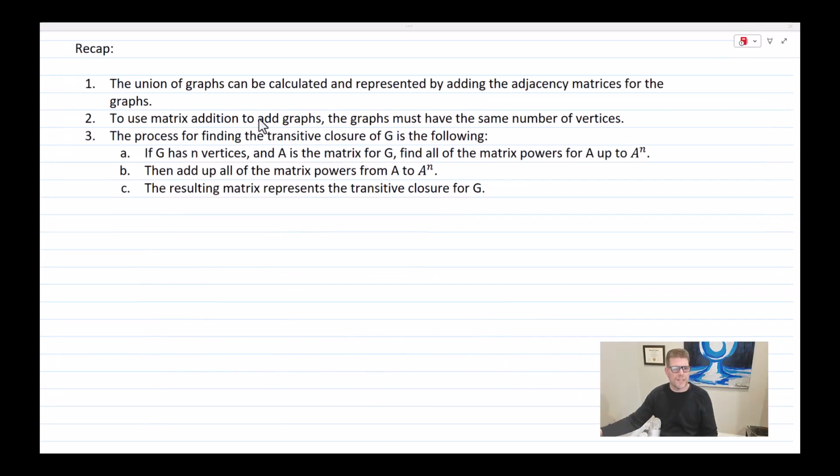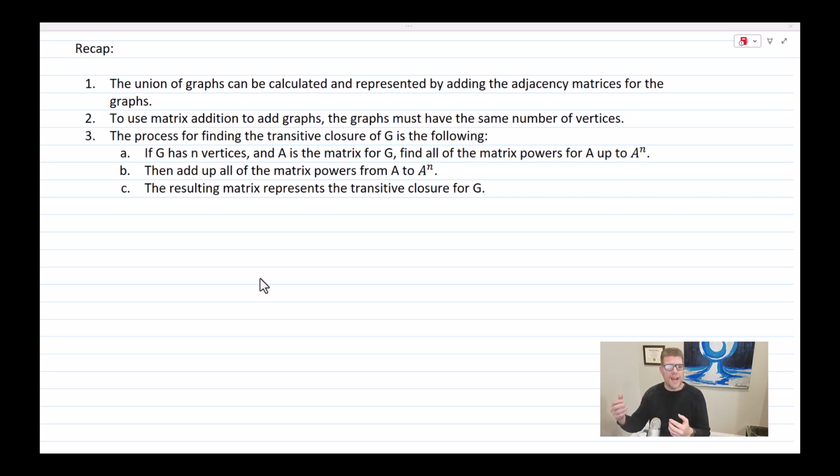Let's take a quick moment to recap. The union of graphs can be calculated and represented by adding adjacency matrices from the graphs. That allows us to equate Boolean addition with taking the union of graphs. However, what we have to remember is that to utilize matrix addition to add graphs, the graphs have to have the same number of vertices. If they don't, we end up with matrices of different sizes, and you can't add matrices that have different dimensions. So again, same number of vertices inside of the graph.